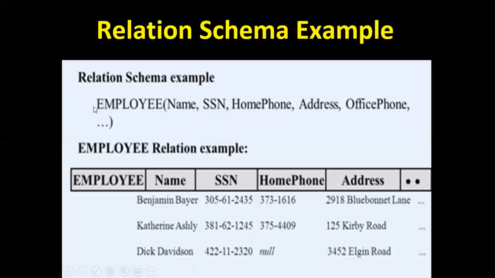For example, to indicate employee relation, we can represent this as Employee, open the parenthesis, and list down all the attributes of the employee relation. Like name of the employee, SSN of employee, address of employee, phone number of employee, salary of the employee. So like this we need to represent. So that is a relation schema.